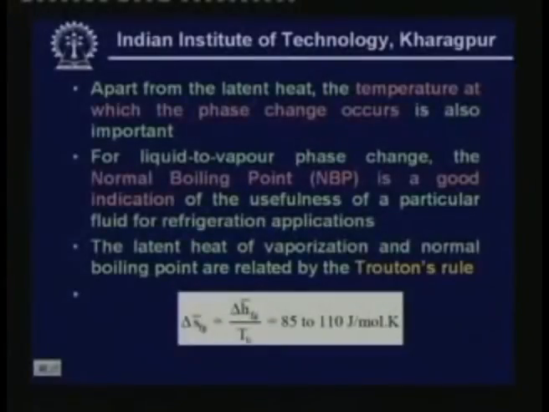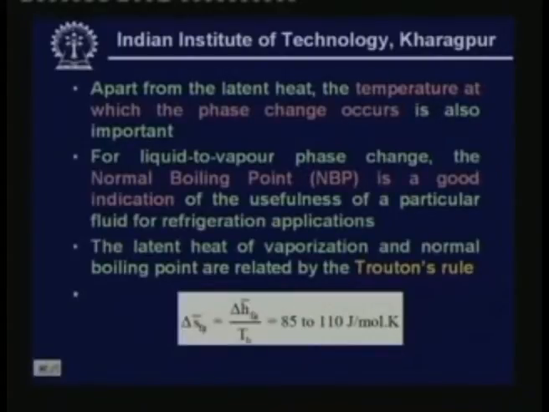As you know very well, a normal boiling point is the saturation temperature at 1 atmosphere pressure. This is a good indication of the usefulness of any fluid for refrigeration purposes. For example, water has a normal boiling point of 100 degrees centigrade. That means at 1 atmosphere its temperature is 100 degrees centigrade, which is way beyond the surrounding temperatures. So if you want to use water as a refrigerant, then you have to reduce the pressure. That means if a refrigerant system uses water, then it will be operating at pressures very much below the atmospheric pressure. So this is how the normal boiling point will tell you about the operating pressures.